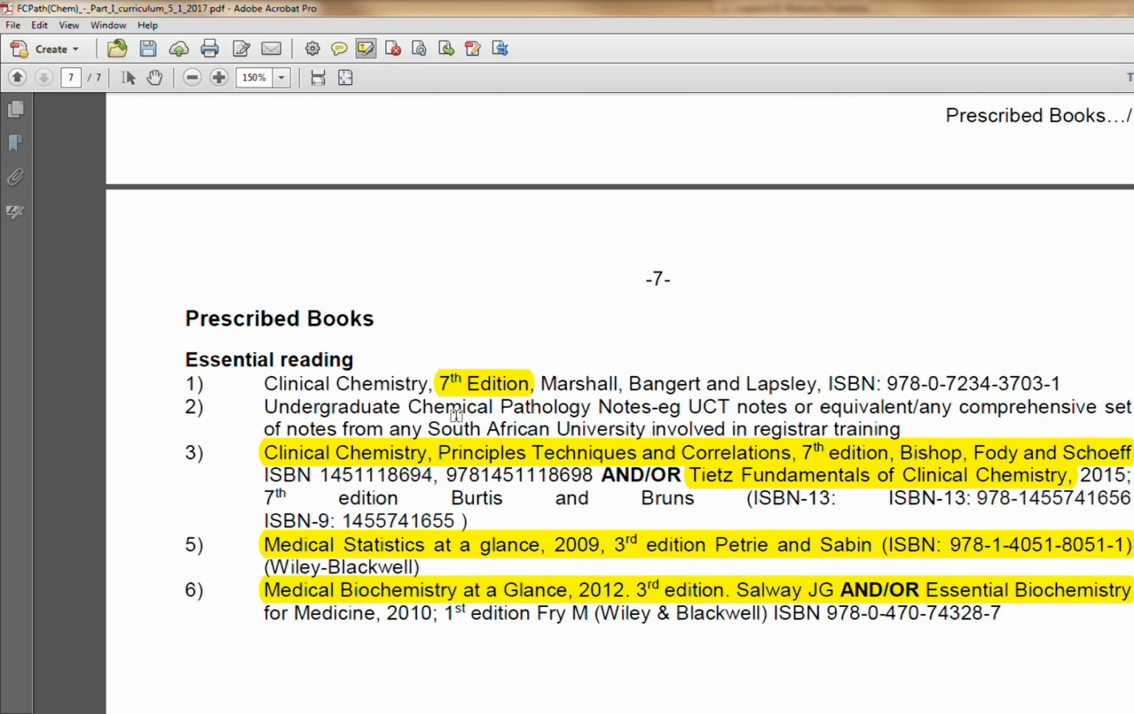Although I do notice in the new Marshall that there's quite a lot of coverage of basic biochemistry. So this is basically, I think, quite. If you're able to familiarize yourself with this kind of material, you'll be in a very good position to tackle this exam.